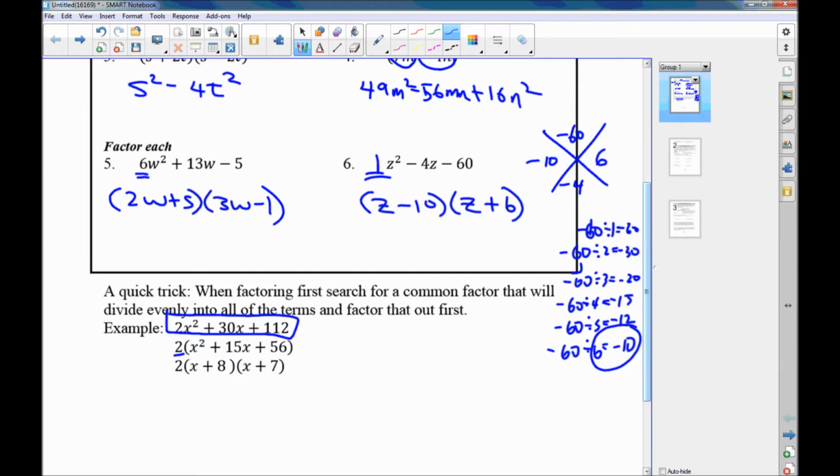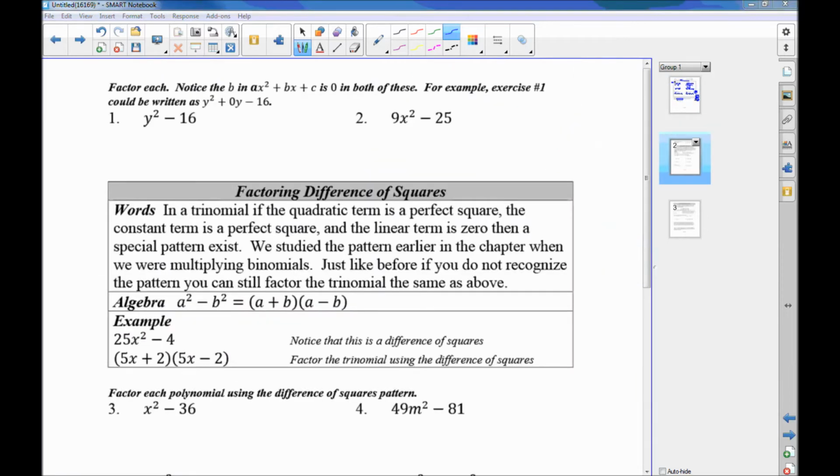So two things that multiply to 56 and add to 15 are 7 and 8. So since we had a leading coefficient of 1 now, then we have 2, and then x plus 8 and x plus 7. All right, let's flip it over. On the second page, we're left with factor each.